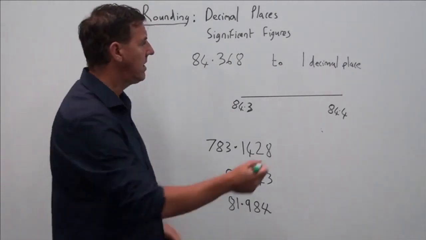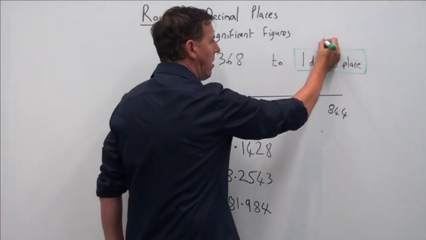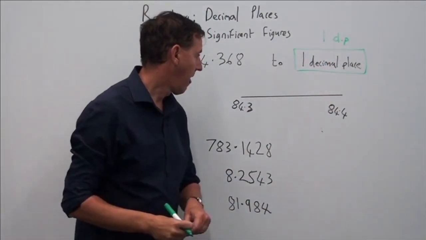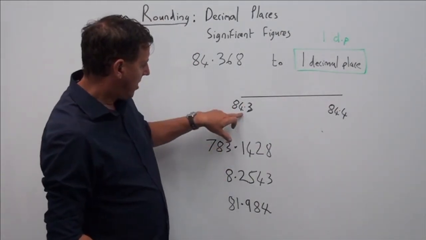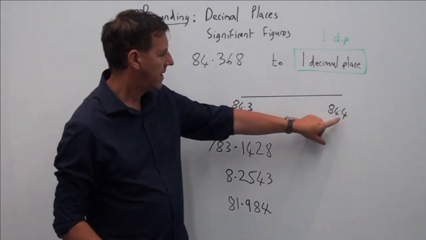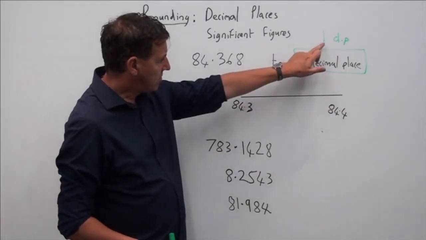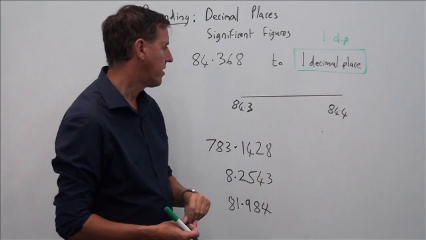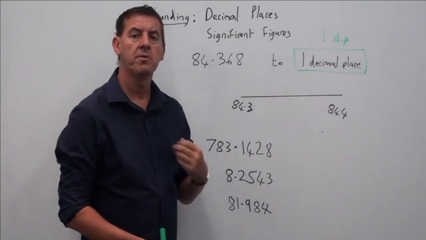And what I've been asked to do is to round it to 1 decimal place. In maths, we commonly write that as D.P, 1 decimal place. Right, now if you imagine this number line, and I'm starting at 84.3 because that would take 1 decimal place, and I've gone up to 84.4. Now, because I've got to round to 1 decimal place, that means I'm only allowed to write 1 figure after the decimal point. And that is my choice. Is it going to be 84.3 or is it going to be 84.4?